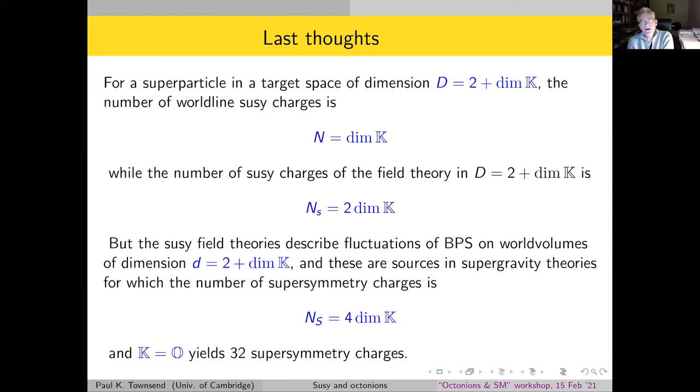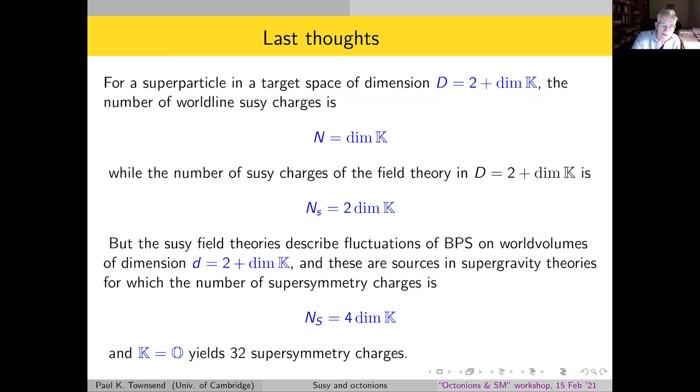In any case, the point is you have a superparticle in target space 2 plus 2 plus k dimensions. The number of worldline supersymmetry charges is the dimension of k. That's 1, 2, 4, and 8. But the number of susy charges of the field theory is actually twice that, because already in 3 dimensions, a spinor has 2 components. So you have to multiply by 2, so it's actually 2 times the dimension of k. But those field theories describe fluctuations on BPS branes of worldvolume dimension precisely 2 plus k, now interpreted as a worldvolume. And those are sources in supergravity theories, where the number of supersymmetry charges is twice as big because, after all, BPS branes break half the supersymmetry.